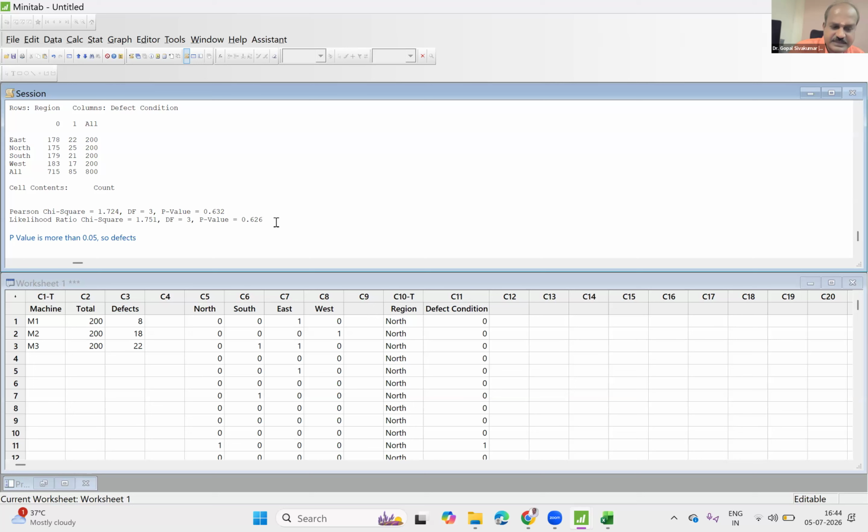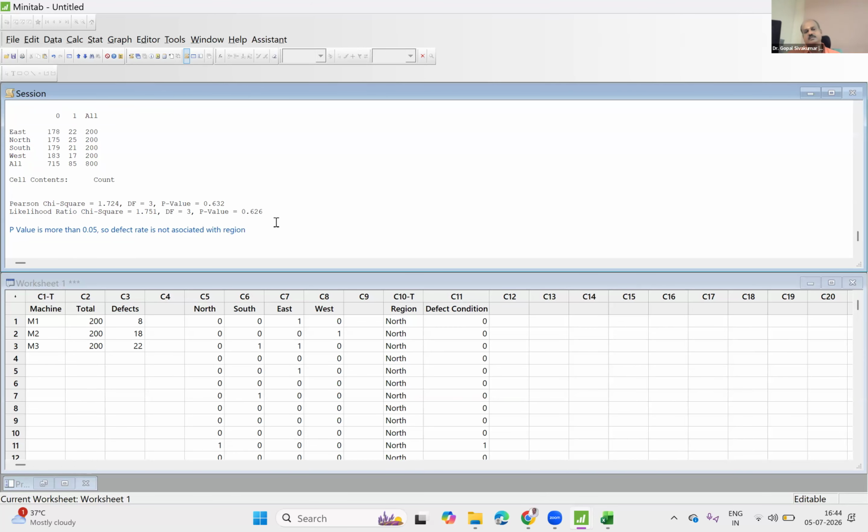So defects or defect rate is not associated with region. This is the conclusion. If it is associated with the region, then the region is the root cause. If it is not associated, then region cannot be the root cause. So do you understand, all of you? Probably you have to just practice in Minitab so that the p-value can help you to decide. Any questions?